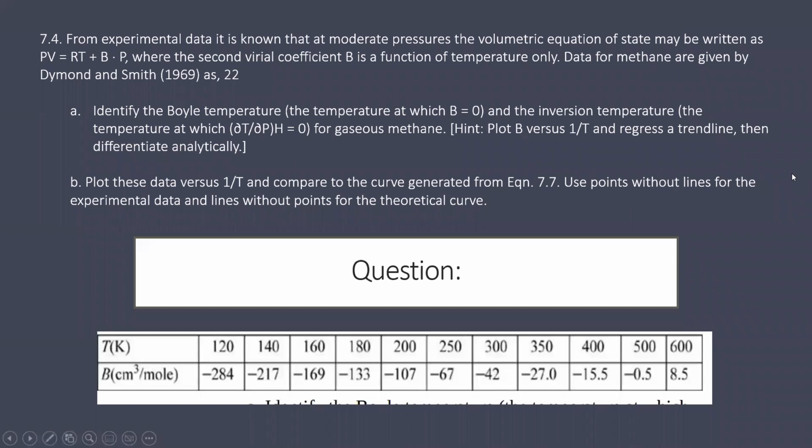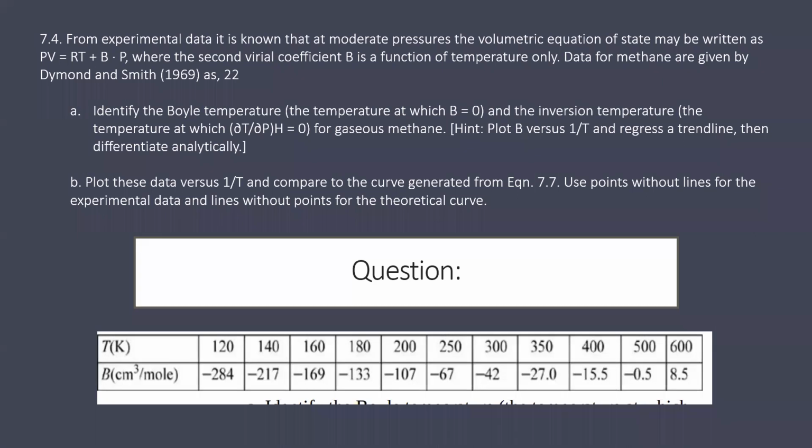From experimental data, it is known that at moderate pressures, the volumetric equation of state may be written as PV equals RT plus B times P, where the second virial coefficient B is a function of temperature only. Data for methane are given by Dymond and Smith, which is the chart given below. For part A, identify the Boyle temperature and the inversion temperature for gaseous methane.